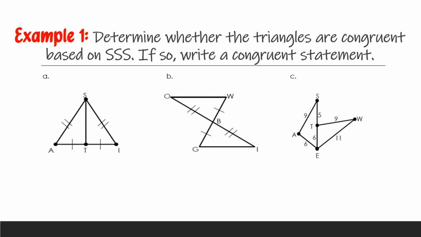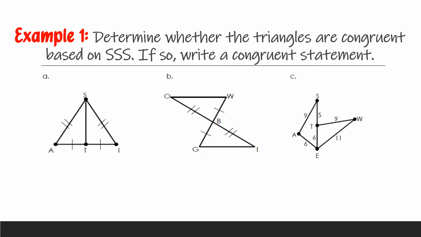So we're just going to look at three diagrams and decide if there is enough to tell if the triangles are congruent based on side, side, side. That doesn't mean that, if it's not side, side, side, there's not another way to prove they're congruent, but as of right now, we just know side, side, side. So we're just looking at side, side, side.